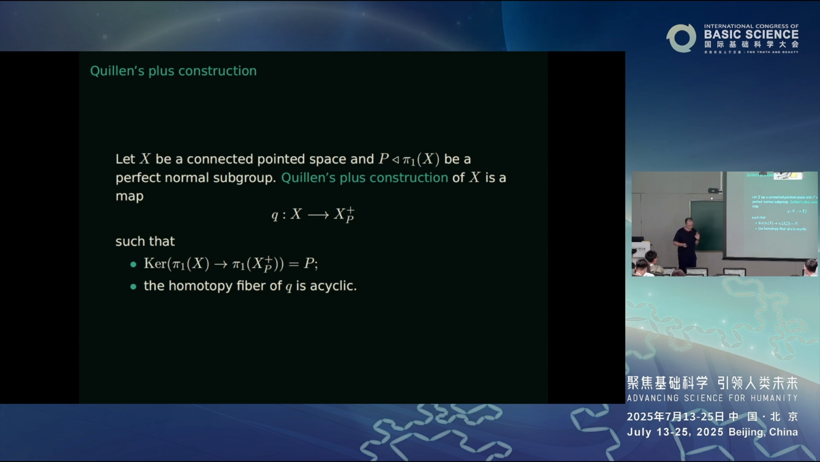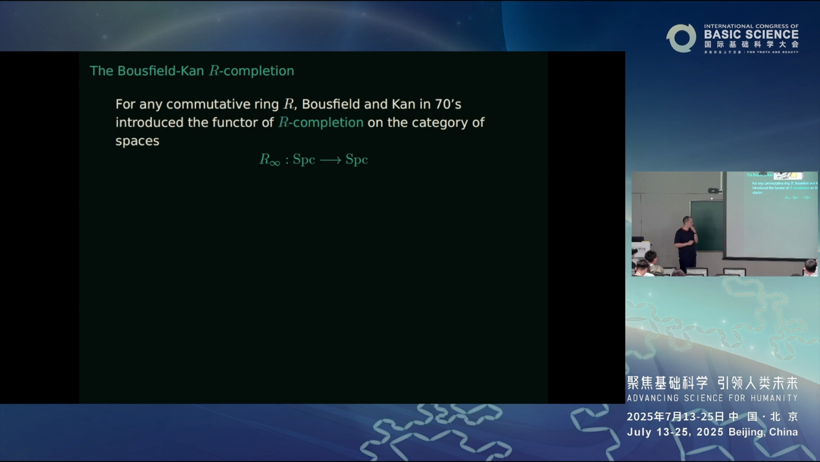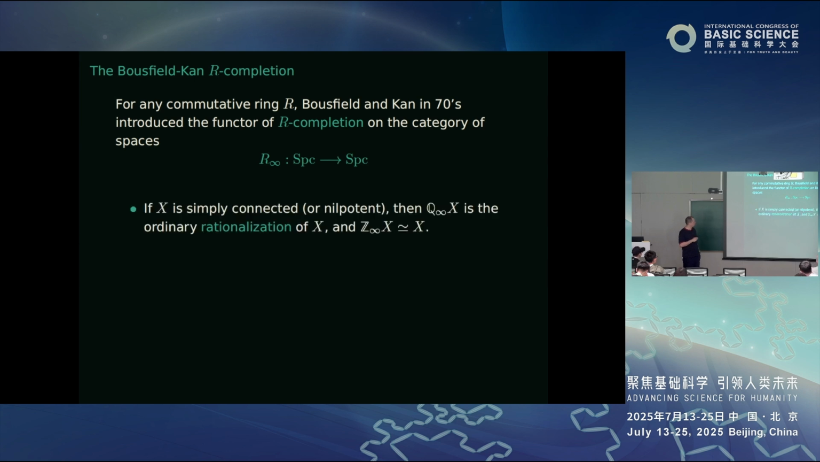So now we are ready to speak about Bousfield-Kan completion. First, I don't want to give you the definition, because the definition is quite technical and tricky. I want to tell you some properties. Bousfield and Kan in the 70s introduced such a notion, which they called R completion, where R is a commutative ring. It is a functor from spaces to spaces, from all spaces to all spaces without any restrictions and without choice of base point.